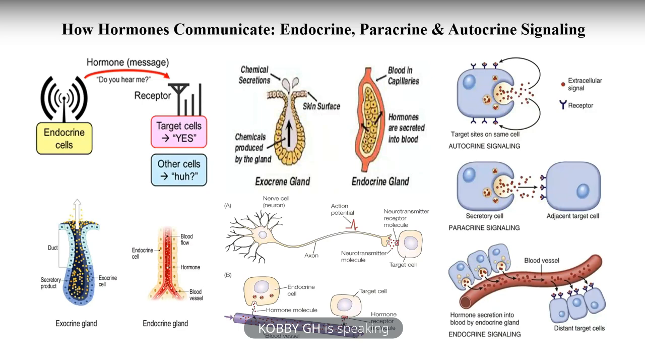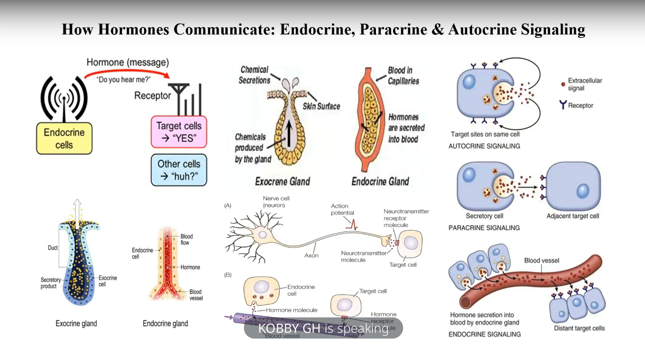But let's say you produce a hormone, and Josephine produces the same hormone, and you have receptors for it. When you produce it, it doesn't go to the blood before it comes to you. You produce it and it works on you directly without going to the blood. That is autocrine.